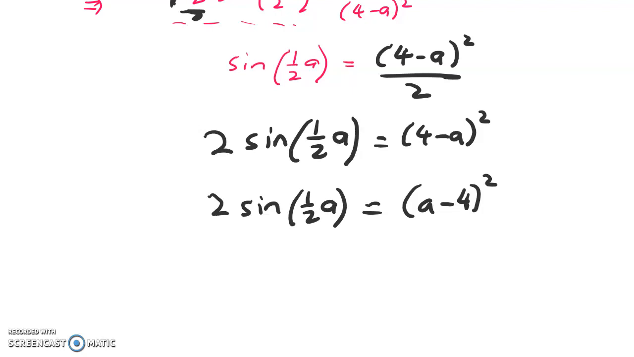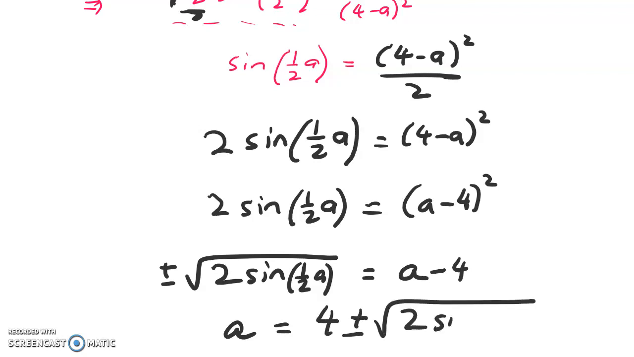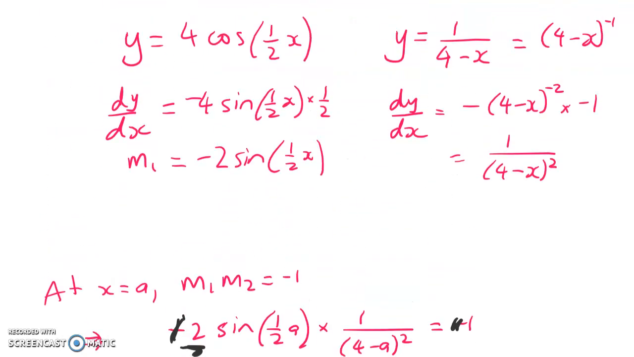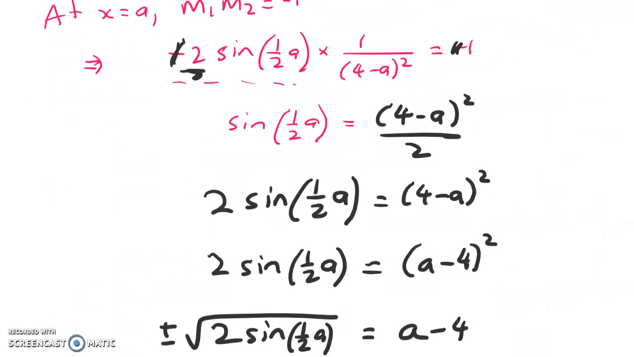Now we're going to square root both sides. So we'll get, for starters, plus or minus 2 times sine of a half a is equal to a minus 4. And that gets us almost there. We get a is equal to 4 plus or minus the square root of 2 sine of a half a.